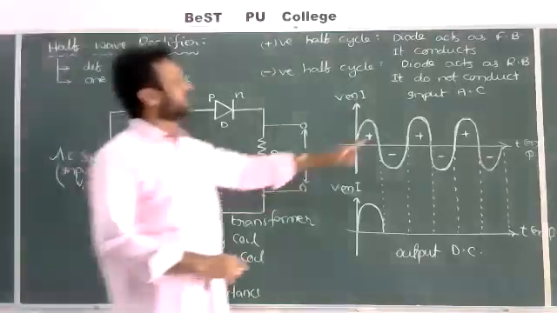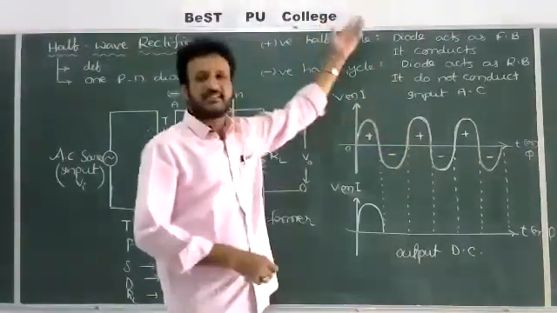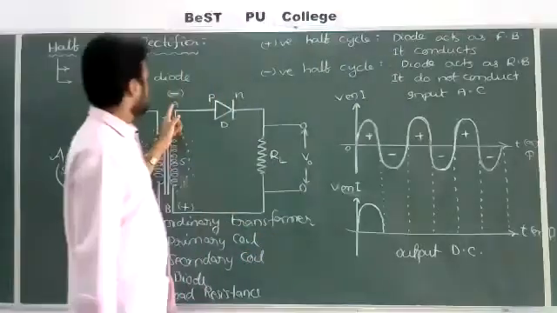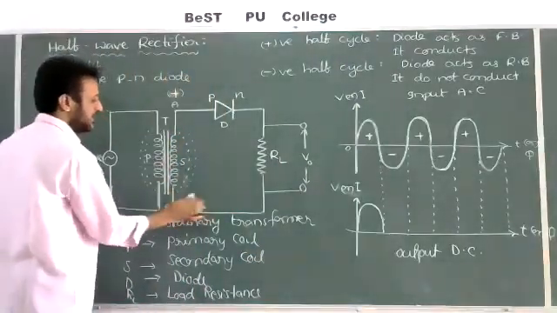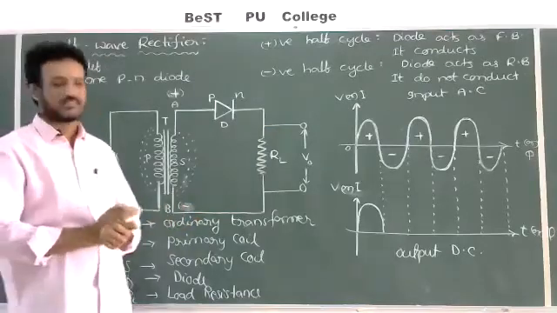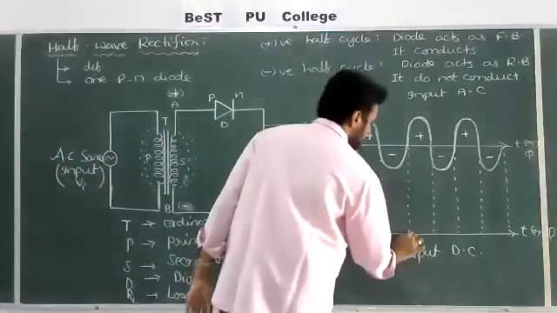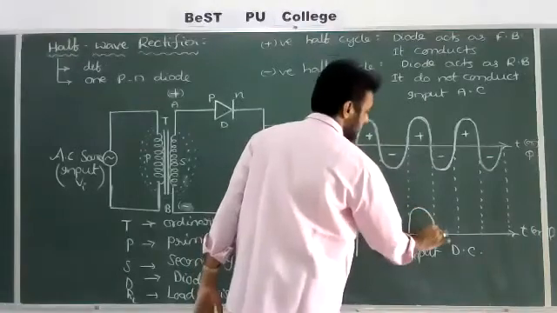Again, in the next half cycle, what will happen? Again it will change. The upper half of the secondary coil becomes the positive terminal, the lower half becomes the negative terminal, and the diode behaves as forward bias and allows the current to flow through it. So we'll get the signal again like this.